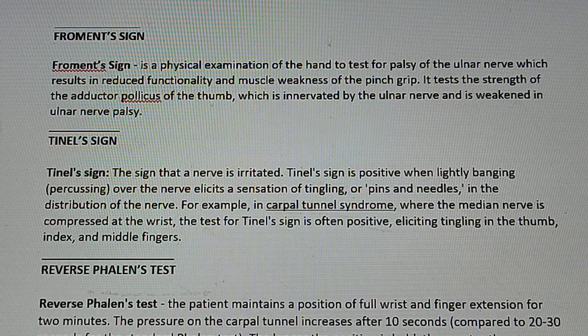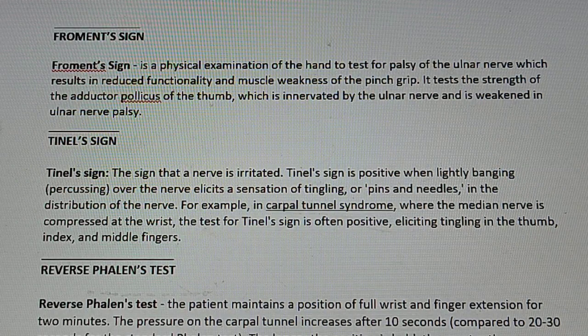So when you use your thumb and your index finger to grab a paper, then you'll see the abnormality. When gripping a paper, the thumb and the index finger cannot hold the paper, cannot grip it. So there's a problem with the ulnar nerve, because the ulnar nerve controls the thumb muscles, which are innervated by the ulnar nerve.